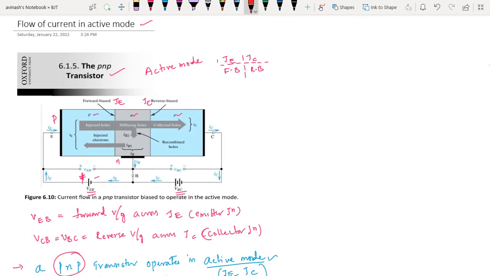You see, this is IPE, the hole current through the emitter junction, whereas this one, electrons moving from base to emitter, is very less. So we are neglecting this. I hope that point is clear.